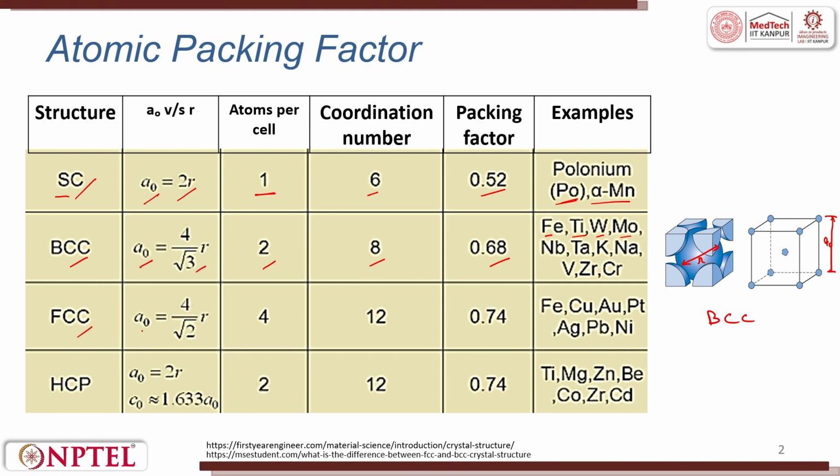For face centered cubic, A naught is related to R as 4 by root 2 R, number of atoms per cell is 4, coordination number is 12, and packing is more dense here, that is 0.74. Iron, carbon, gold, silver are examples of this. Then HCP is also one of the crystal structures, where A is equal to 2R, number of atoms per cell is 2, coordination number is 12, and packing here is also 0.74. Titanium, magnesium, zinc, beryllium are the examples.